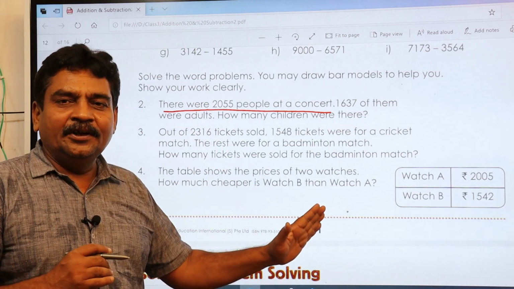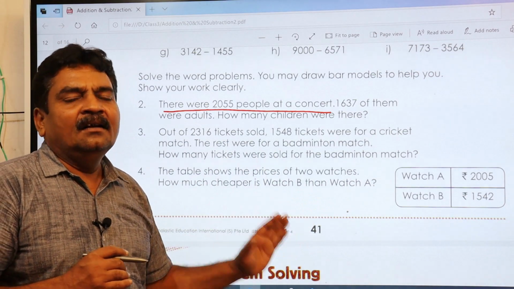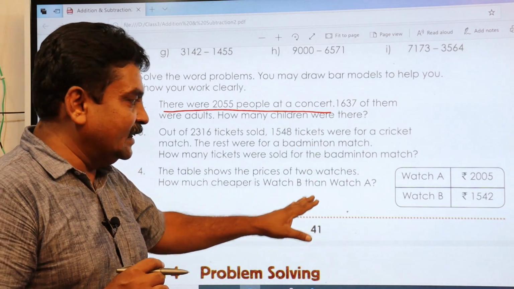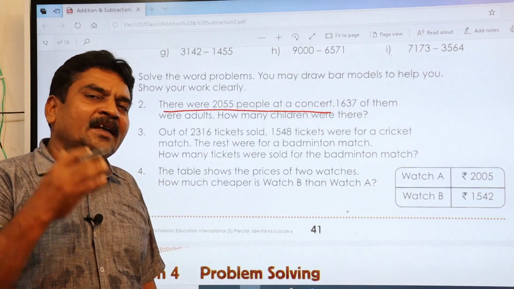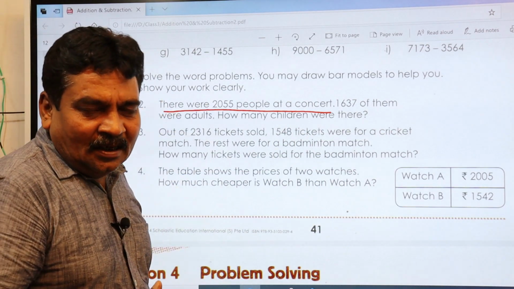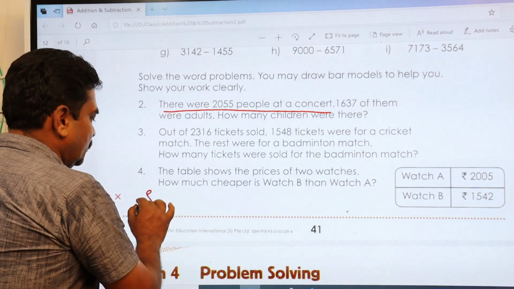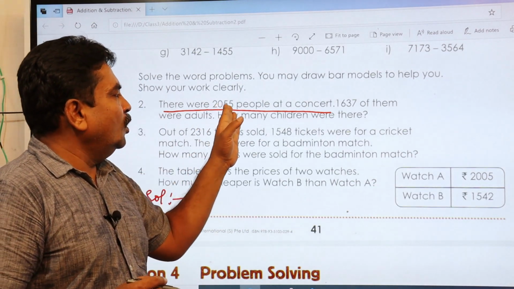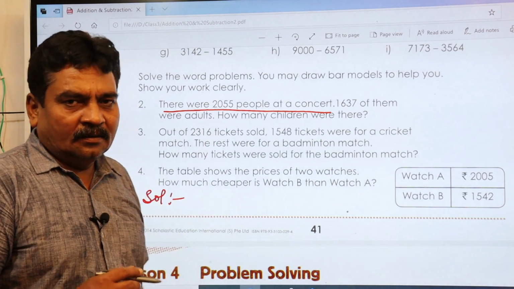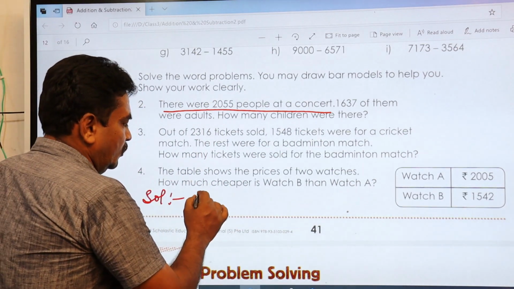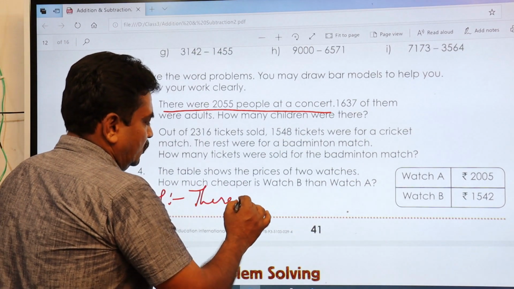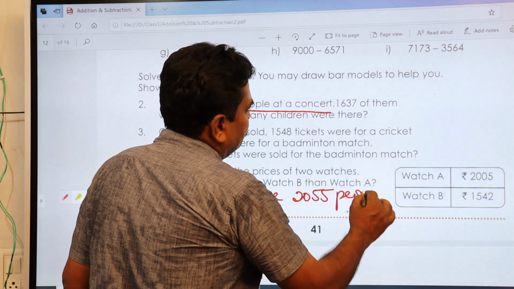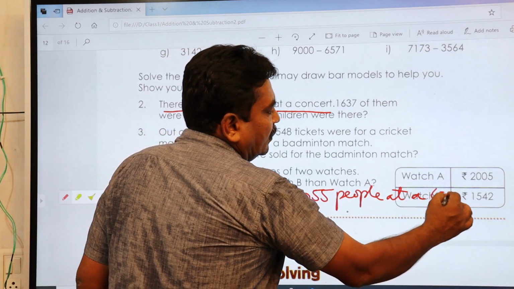So please pause the video and copy the first line, and then I'll remove that line. I'll write down the second line there itself. You pause the video, and you can copy the second line. In that way, you please do the word problem. So I'll do it here. Solution. There were 2055 people at a concert. So you have to write down: There were 2055 people at a concert.